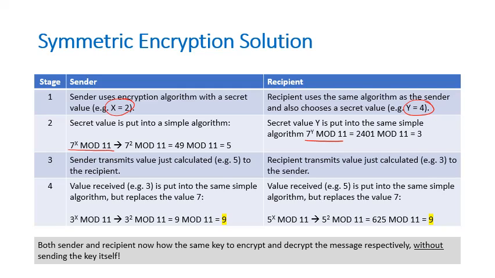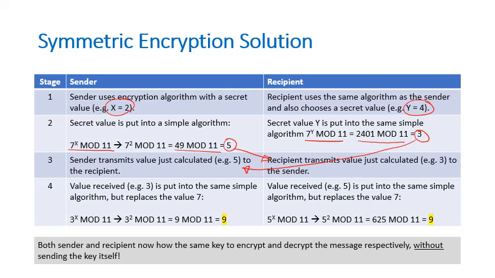We can see for the sender that 7 to the power of 2 mod 11 is 49 mod 11, giving us 5 as the remainder. 7 to the power of 4 mod 11 gives us 2401 mod 11, leaving us 3 as the remainder. At this point, both the sender and receiver transmit their calculated value, not their secret value that they originally had. So, the sender transmits the value 5, the recipient transmits the value 3.